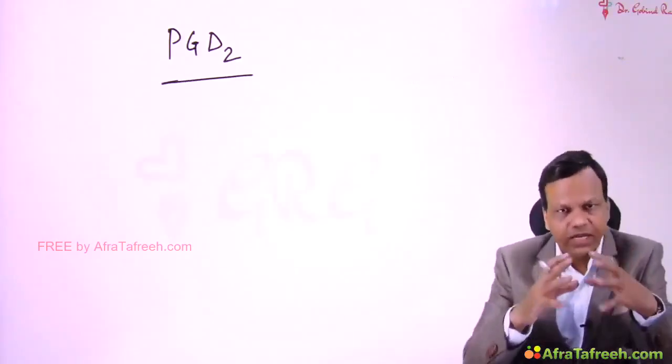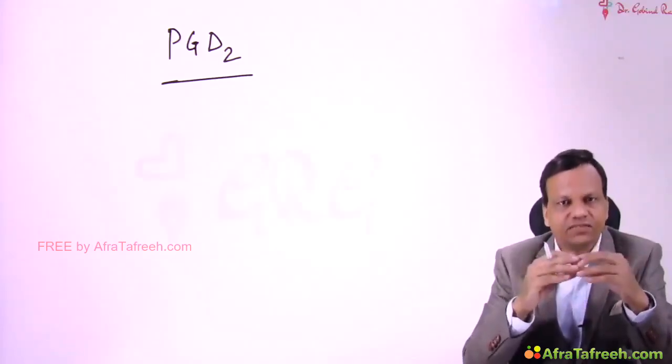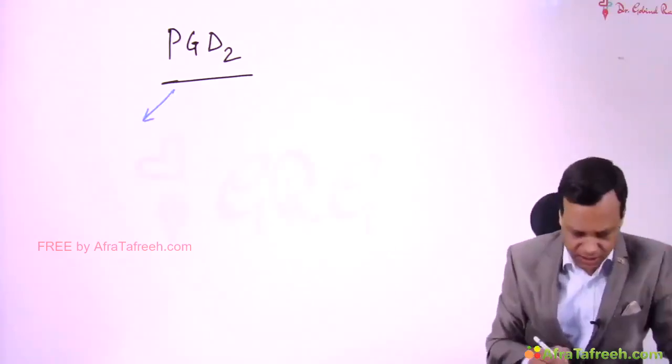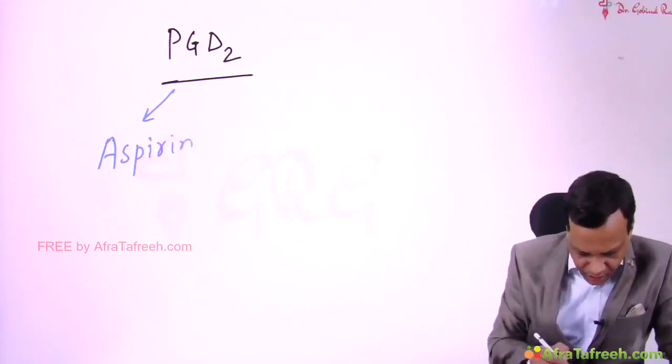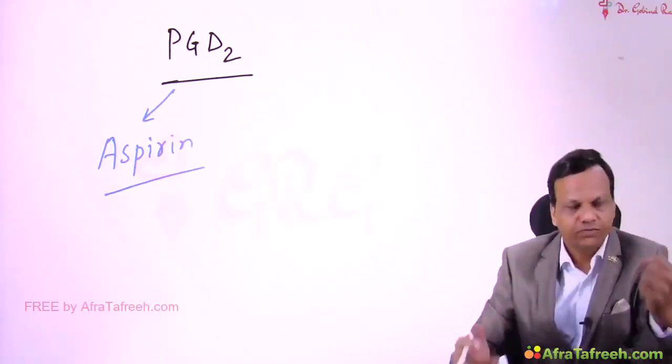So that means if we inhibit the formation of prostaglandin D2, then we can stop these side effects. And the drug which can decrease the formation of prostaglandins is, yes, aspirin. So aspirin can be used to decrease the flushing and itching due to niacin.